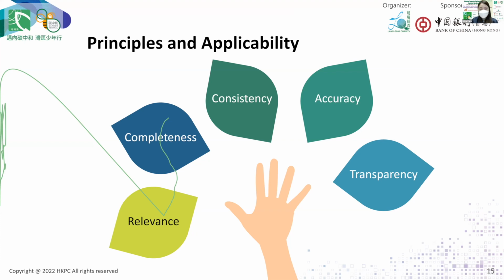And the last one is transparency. We should always disclose sufficient and appropriate information, including assumptions or references, to allow the users of the report to understand it with reasonable confidence.